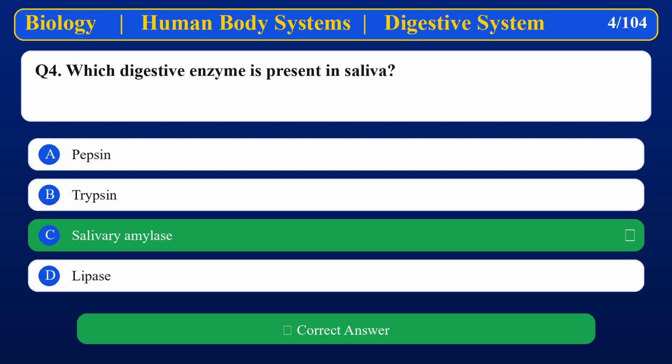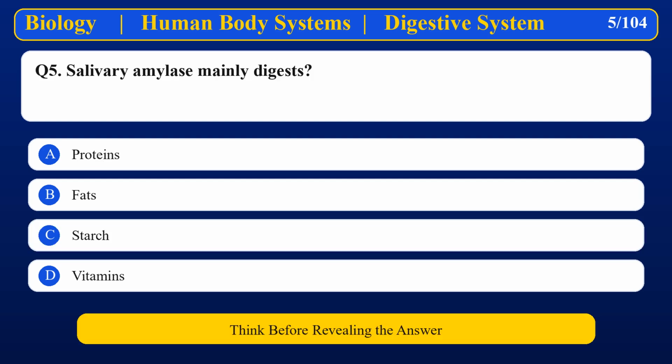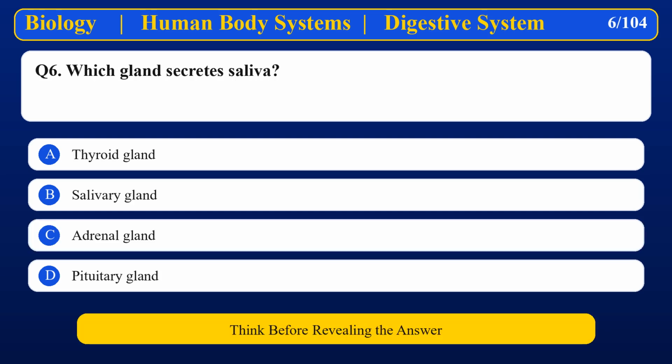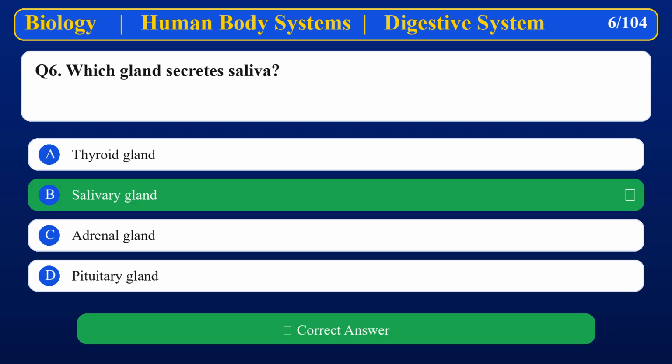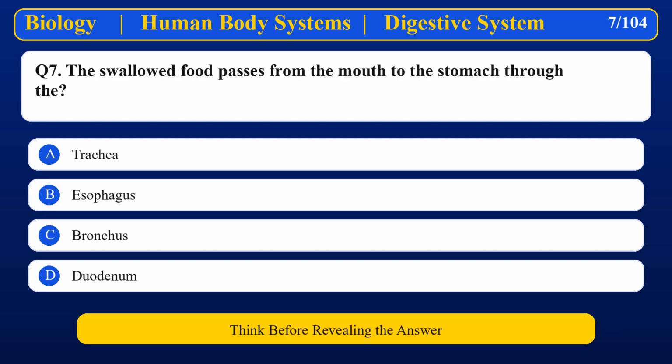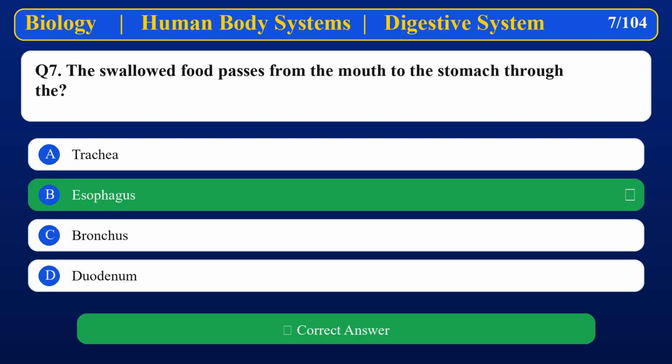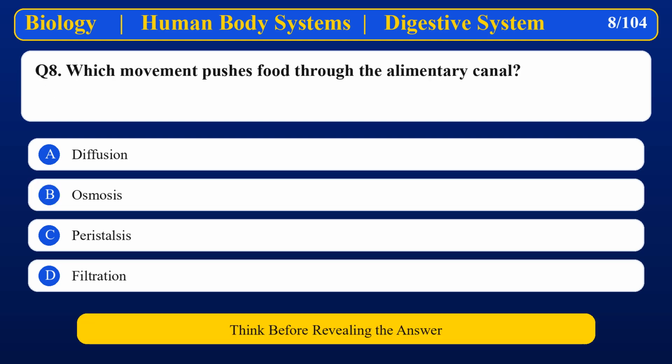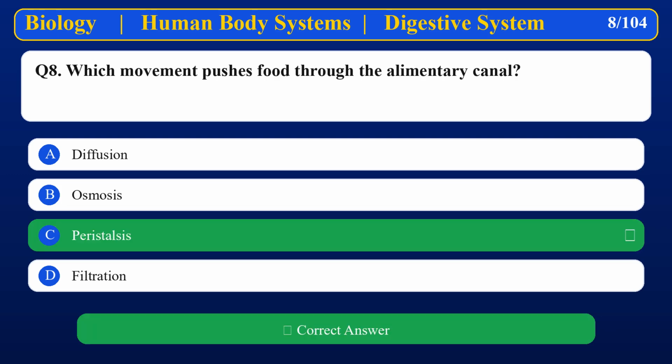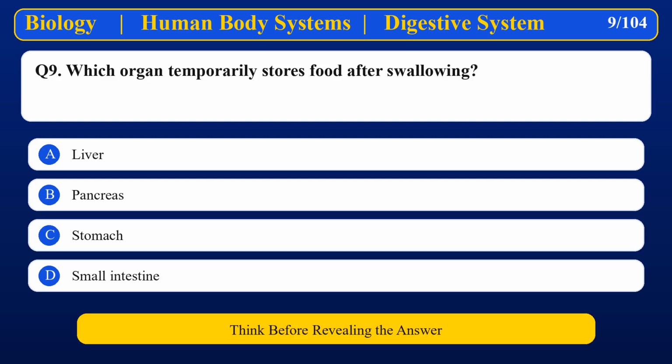Salivary amylase. Salivary amylase mainly digests. Starch. Which gland secretes saliva? Salivary gland. The swallowed food passes from the mouth to the stomach through the Esophagus. Which movement pushes food through the alimentary canal? Peristalsis. Which organ temporarily stores food after swallowing?